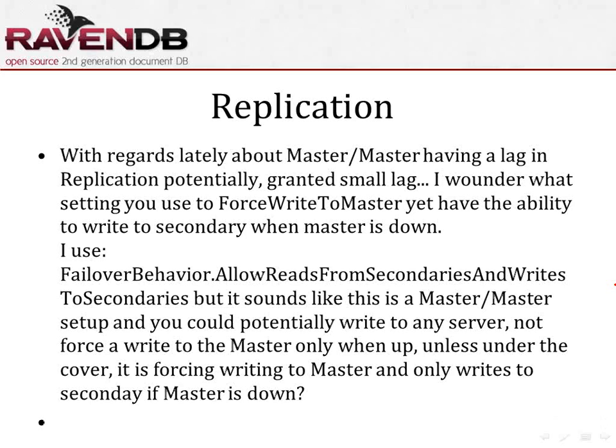So we have a failover behavior of allow reads from secondaries and writes to secondaries, and we combine that with failover behavior read from all servers. What does this mean in practice? It means that for reads, we are always going to do round robin from either one of those servers. Those will get load balancing for reads. Now the question becomes, how do we handle writes? More particularly, how do we avoid having conflicts on writes?